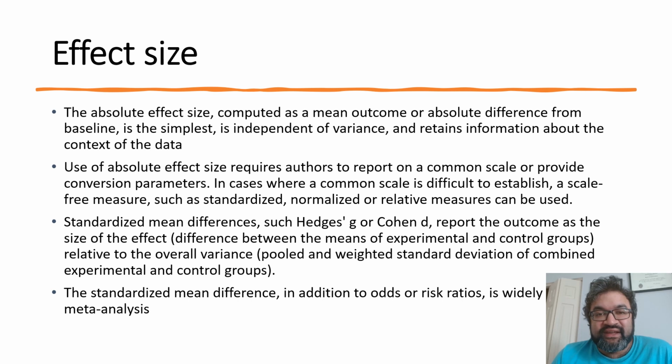So here's a slide on effect size. And this is a measure that is important in a lot of statistical tests. And it shows the contribution of each of the variables in the data set. So looking at this, the absolute effect size, computed as a mean outcome or absolute difference from baseline, is the simplest, is independent of variance, and retains information about the context of the data. The absolute effect size requires authors to report on a common scale or provide conversion parameters. Standardized mean differences such as Hedges' g or Cohen's d report the outcome as the size of the effect. Standardized mean difference is widely used in meta-analysis, in addition to odds and risk ratio.